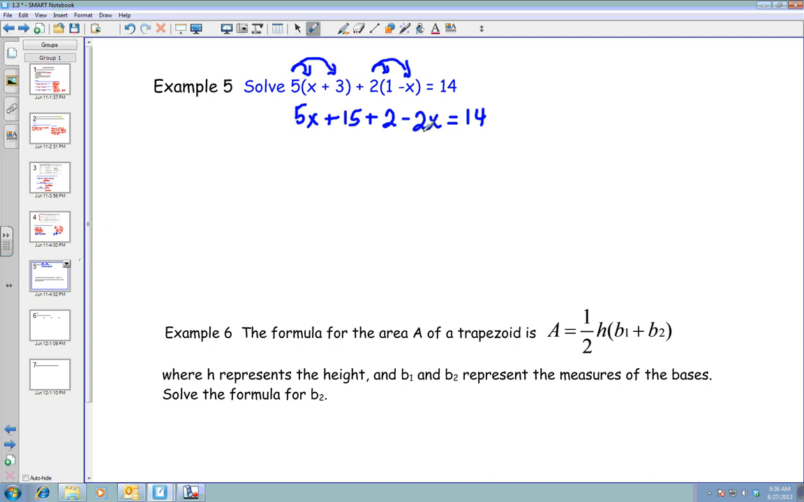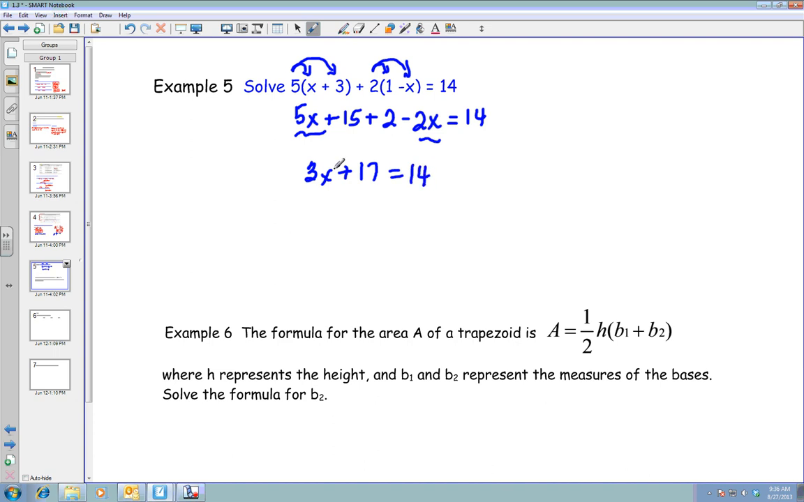So now I need to combine like terms. I have a 5x and a negative 2x. So that's going to give me 3x. I have 15 plus 2, so that's 17 equals 14.